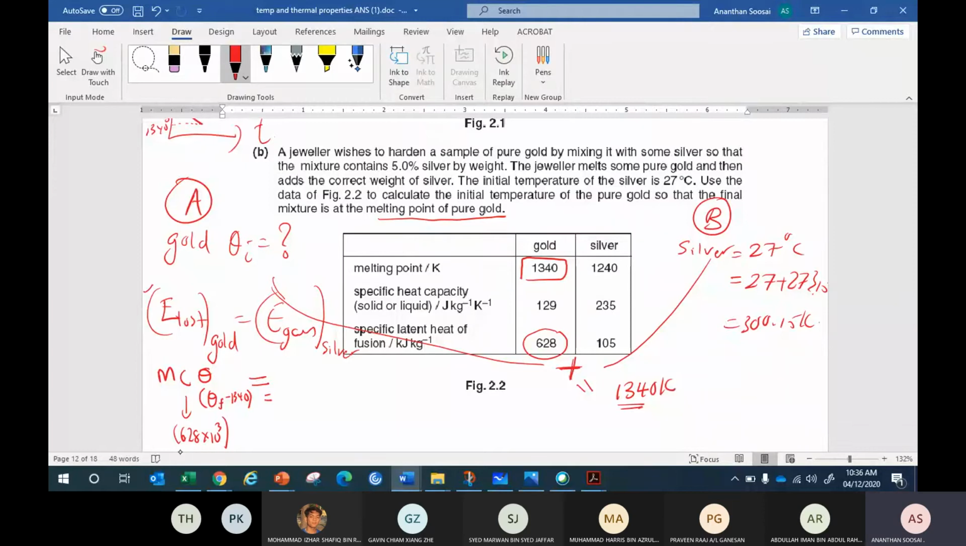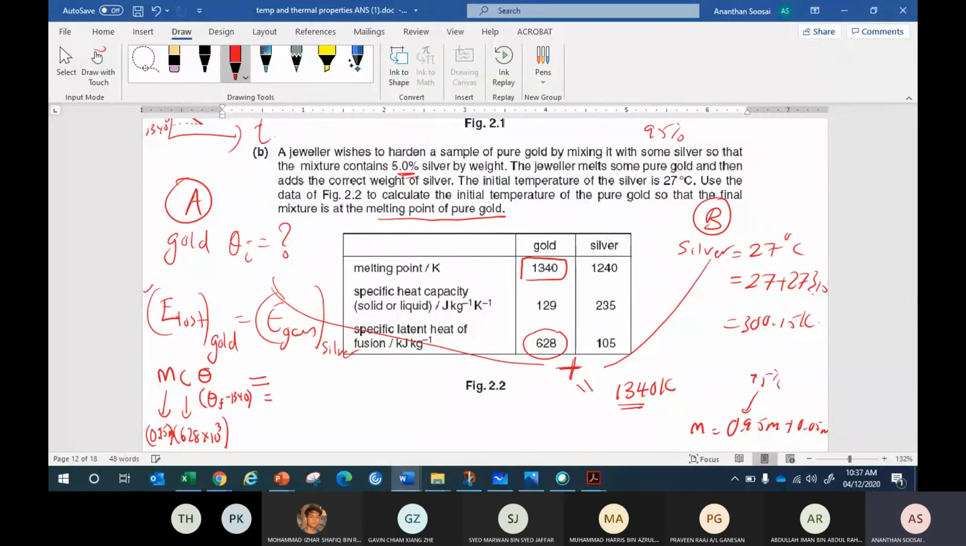Okay, now the problem is mass. What's your mass going to be? Is mass given? Gold, how many percent in the combination? Silver is 5%. So gold, how many percent? It's 95%, right? So how much mass do you write here? Just write 0.95 m. The final mass is m. So gold is 0.95 m plus the silver is 0.05 m.